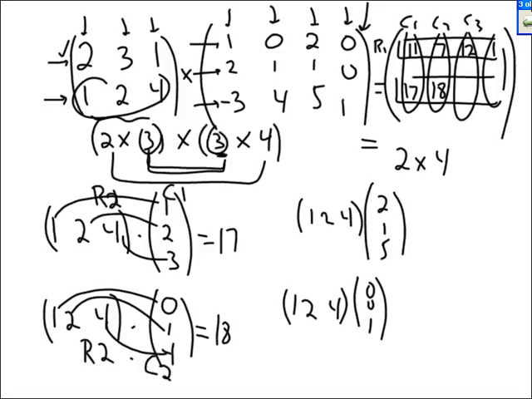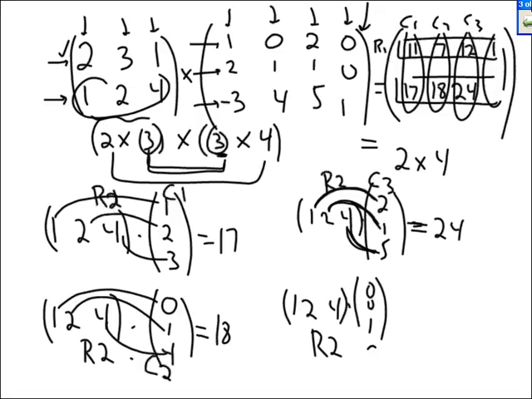Okay, row 2 dotted with column 3. 1 times 2 is 2. 2 times 1 is 2. 2 plus 2 is 4. 4 times 5 is 20. Plus 20 is 24. Row 2 by column 3. That's where I put the 24.